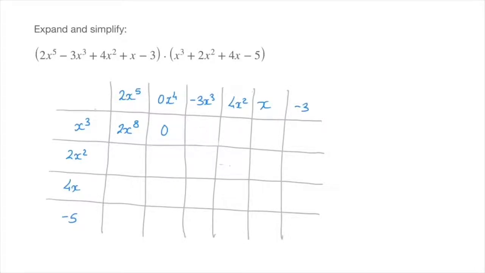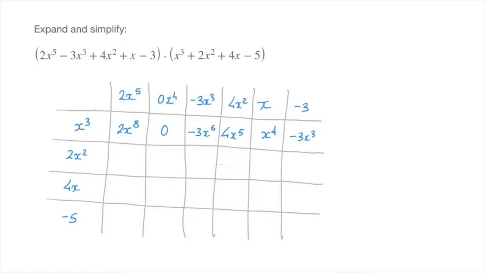Carrying on this way we have x cubed times negative 3x cubed, so that's negative 3x to the power of 6. For the next cell we have x cubed times 4x squared, which leads to 4x to the power of 5. Carrying on this way we have x cubed times x, which is x to the power of 4. And for the last cell in that row we have x cubed times negative 3, so that's negative 3x cubed.